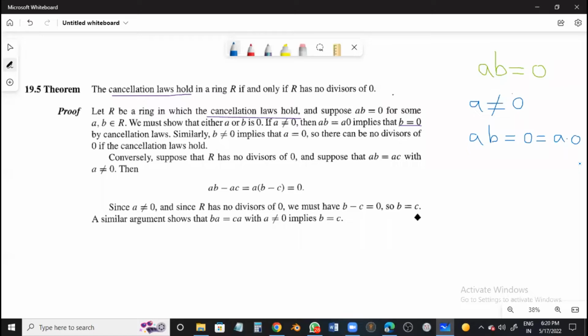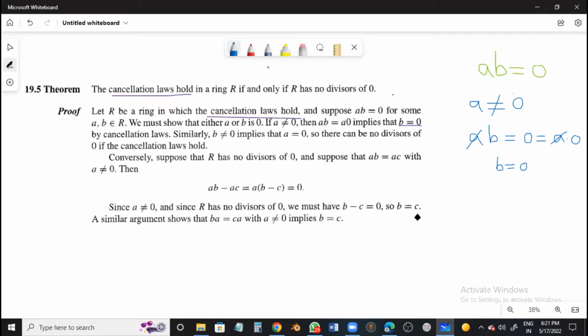Sure. And now let me cancel. Let me use my cancellation law, because that is the hypothesis. So I cancelled it. What is your result? You directly got B equal to 0. So can I call A a zero divisor? No, because A multiplied by 0 will always produce 0. So I can't say in this case that A is a zero divisor.